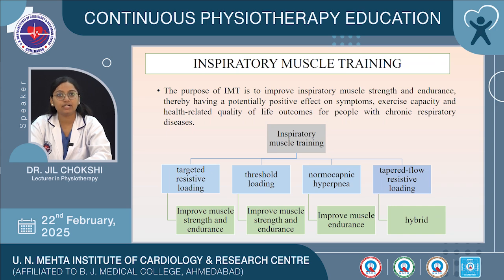There are 4 different approaches that have been used for inspiratory muscle training. First one is the targeted resistive loading that will improve the muscle strength and endurance both. Second one is the threshold loading, which will improve the muscle strength and endurance both. Third one is normocapnic hyperpnea that will improve only the muscle endurance. And the last one is the tapered flow resistive loading. This is the hybrid technique between the threshold loading and the targeted resistive loading.